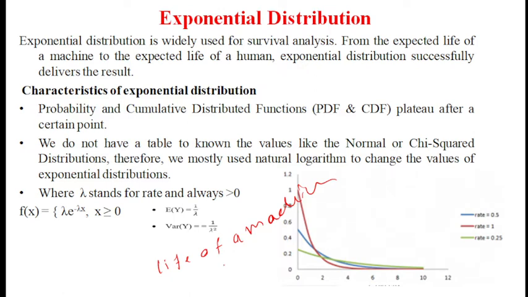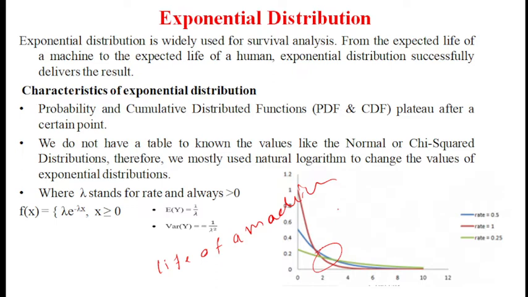What are the characteristics of this exponential distribution? Probability and cumulative distribution functions plateau after a certain point. We don't have a table to know the values like the normal or chi-square distribution. Therefore we mostly use the natural logarithm to change the values of exponential distribution.